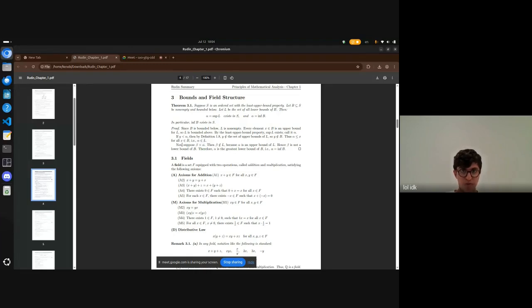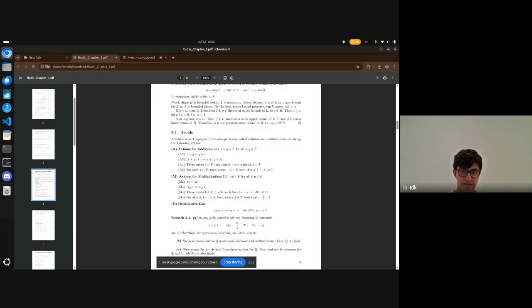Exactly. Okay, now suppose beta is greater than alpha. Then beta is not in L, because alpha is an upper bound of L. Because if we look here, we said alpha is the supremum of L, which is an upper bound of L, and since beta is greater than the upper bound, that means it's not in L. Hence, beta is not a lower bound of B. Therefore, alpha is the greatest lower bound of B, and we get alpha equals the infimum of B.